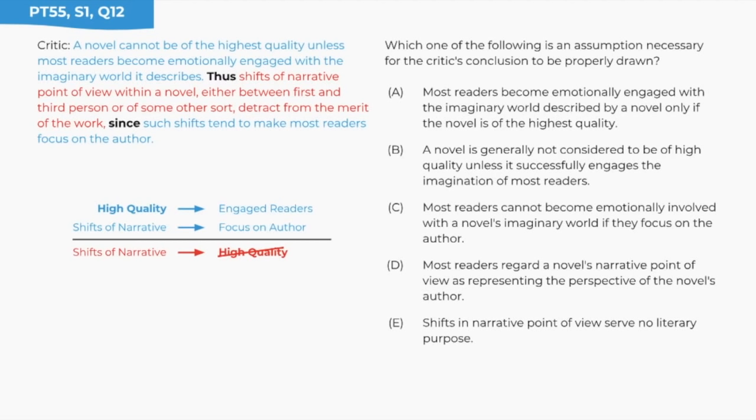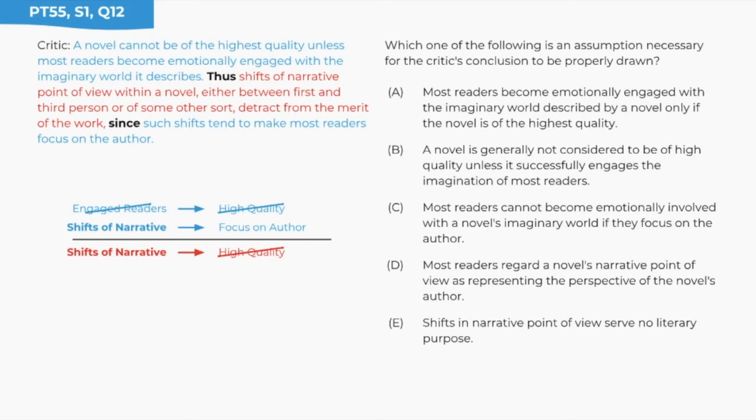And we could do this little magic trick with that first premise, and we can take the contrapositive, and we can now reinterpret it as saying, if most of the readers aren't engaged with the imaginary world it describes, then the work is not going to be of high quality. And so now we have the right side of the conclusion on the right side of the evidence, and then we have the left side of the conclusion already on the left side of the evidence.